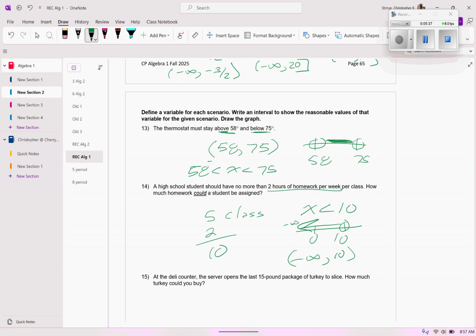Is it really going to be negative infinity? No, you could have 0 hours of homework, so I guess it should be down here. Maybe even a solid dot at the 0. And then you could say less than or equal to 0.